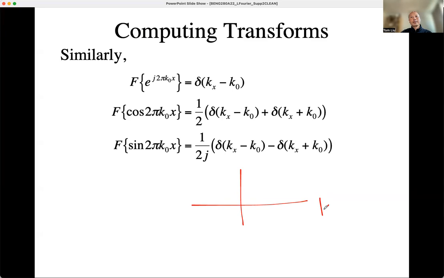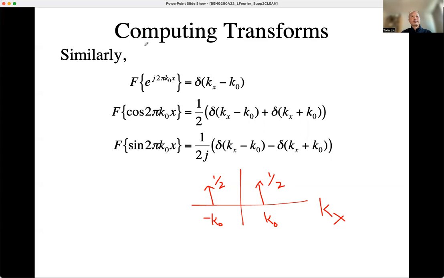So this is kx. I would have a delta function here and 1 here, at k0 and minus k0. Both of these would have a value of a half. Similarly for sine, except now you have a minus sign on one of them, with a 1 over 2j associated with it, all right?